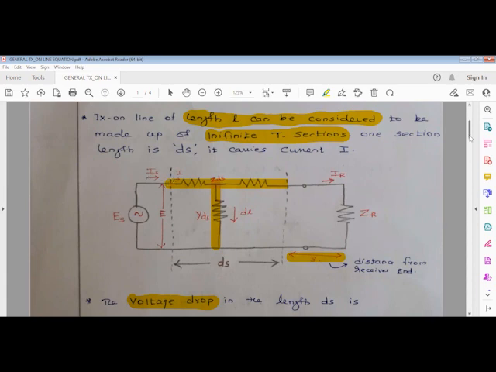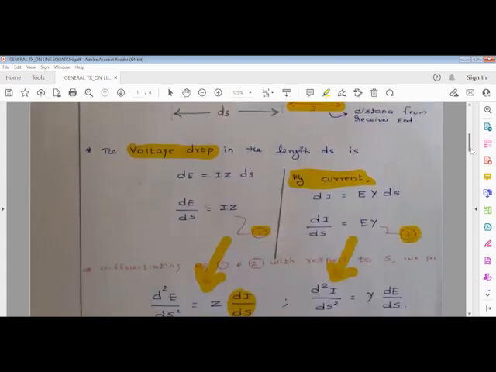Here in this transmission line, the voltage drop, that is the change of voltage with respect to distance, is equal to I into Z. We rewrite it as dE by ds equal to I into Z. This is equation 1. Similarly, consider the current. The variation of the current with respect to the distance, di by ds, is equal to E into Y. This is equation 2.